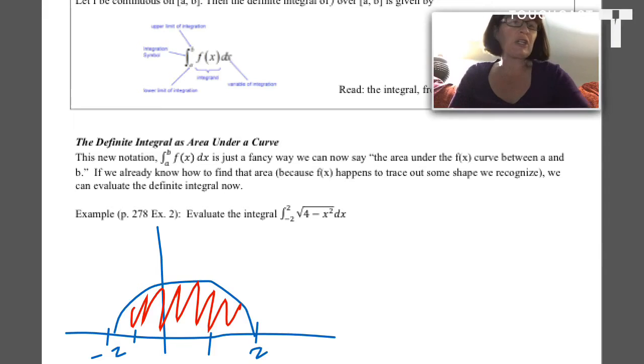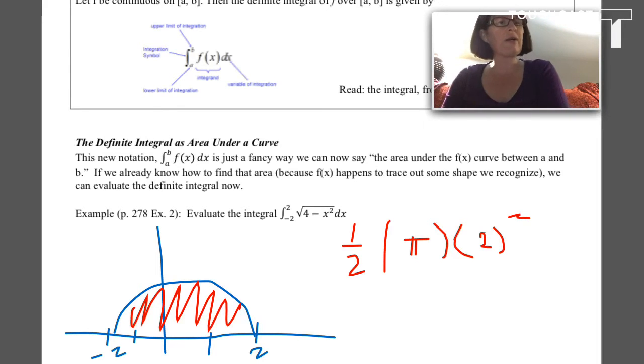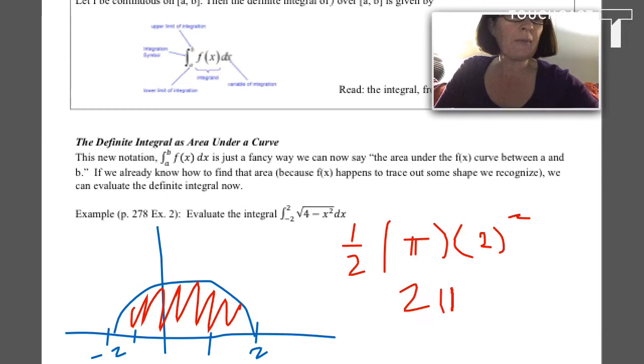I can use what I know from geometry. That area is 1/2, because it's only half of a circle. Pi times r, which is 2, squared. So 1/2 pi r squared, which makes half of 4 pi, which makes 2 pi.